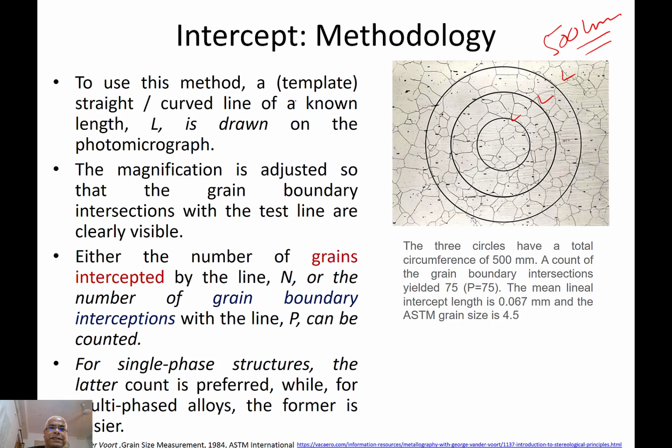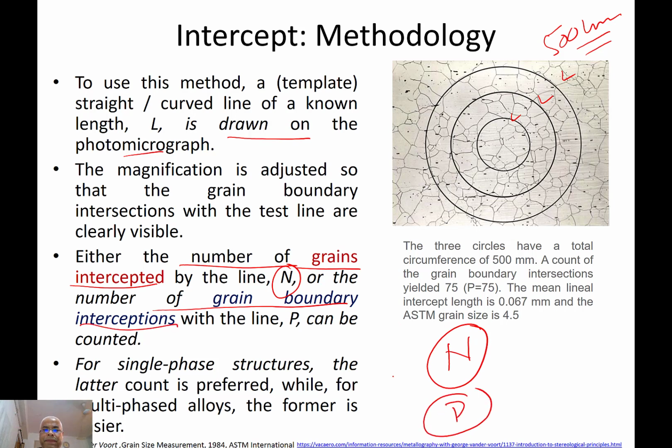So to use this method, a template of straight or curved lines of known length is drawn over the photograph, and the magnification of the micrograph is adjusted in such a way that all the grains or grain boundaries are clearly visible. So we can count either the grain interceptions or the grain boundary interceptions. The number of grains intercepted is represented by N, and when the number of grain boundary interceptions is counted, it is represented by the letter P.